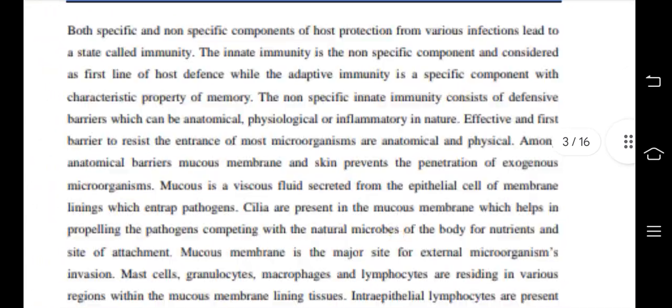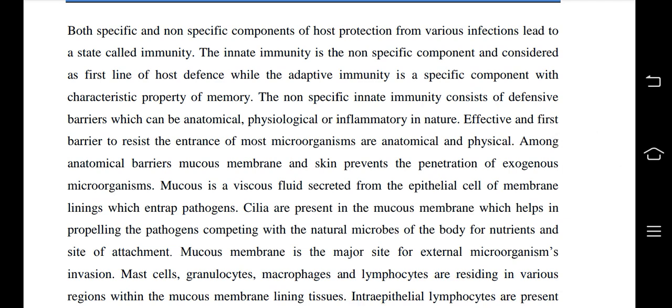Both specific and non-specific components of host protection from various infections lead to a state called immunity. The innate immunity is the non-specific component and is considered the first line of host defense, while the adaptive immunity is a specific component with the characteristic property of memory. The non-specific innate immunity consists of defensive barriers, which can be anatomical, physiological, or inflammatory in nature. The effective first barriers to resist the entrance of most microorganisms are anatomical and physical.